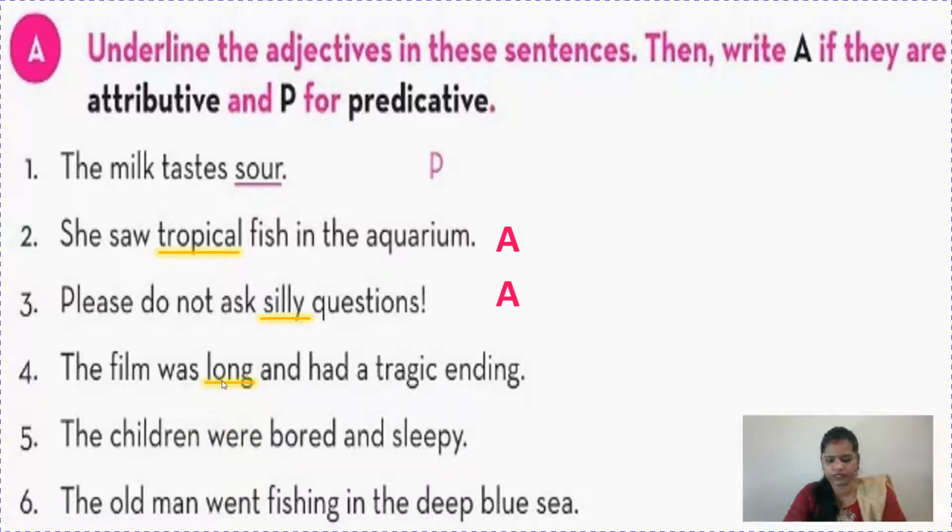First let us underline both the adjectives. The film was long, long is an adjective, and had a tragic ending. So tragic will become an adjective.